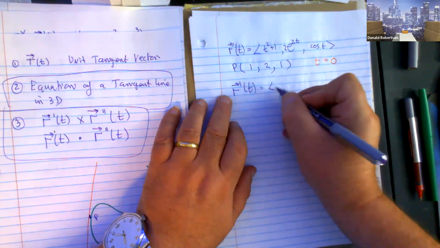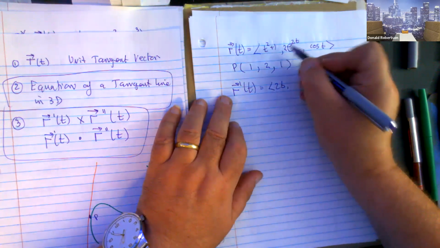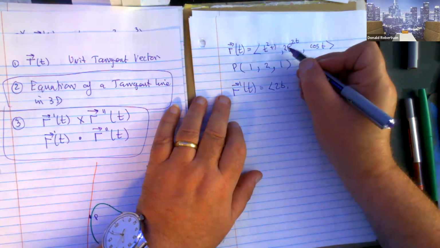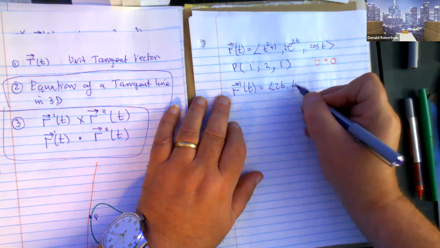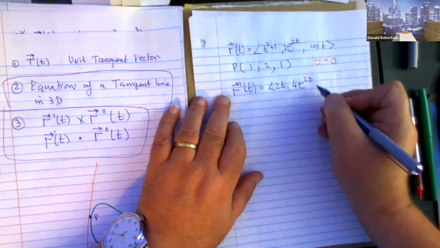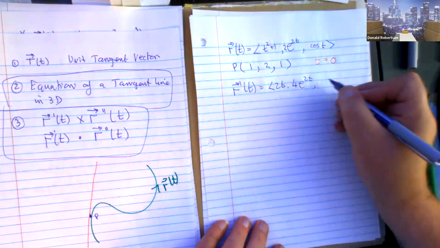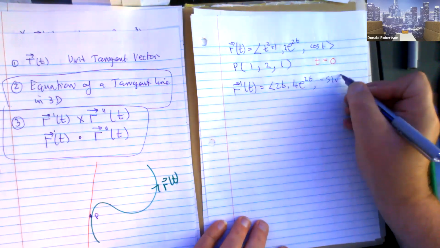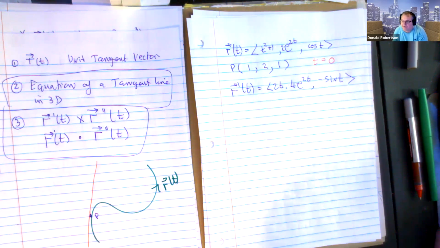This one is a power rule. This one is a chain rule. So it's not just 2e to the 2t, it's 2 times e to the 2t times the derivative of that, which gets me another 2. So that's where this guy comes from. And if you differentiate a cosine, you get a negative sine t. Are you comfortable about the derivative?